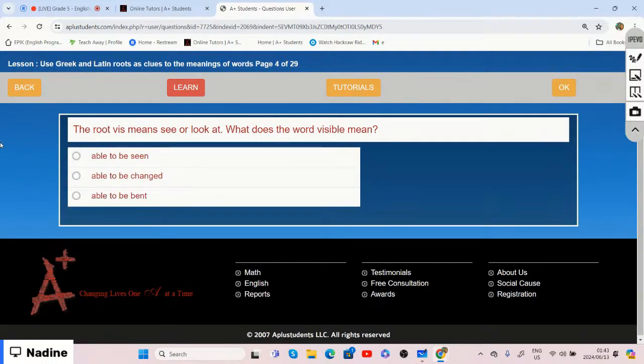All right, the root vis means to see or to look at. That is vis. What does the word visible mean? Visible. Is it able to be seen, able to be changed, or able to be bent?